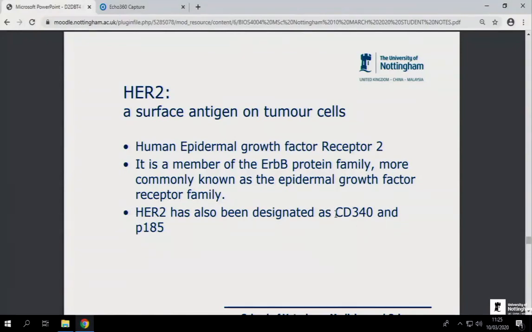Remember we talked about CD55 and CD20? Well, this is CD340. There's a lot of these things around. It's also known as protein 185. So HER2 is something that's an epidermal growth factor receptor on tumour cells, right? You can see how we're all thinking now, can't you? Because immediately they're thinking, here's a future for monoclonal antibodies to HER2 and then make a mimic to it for a vaccine.